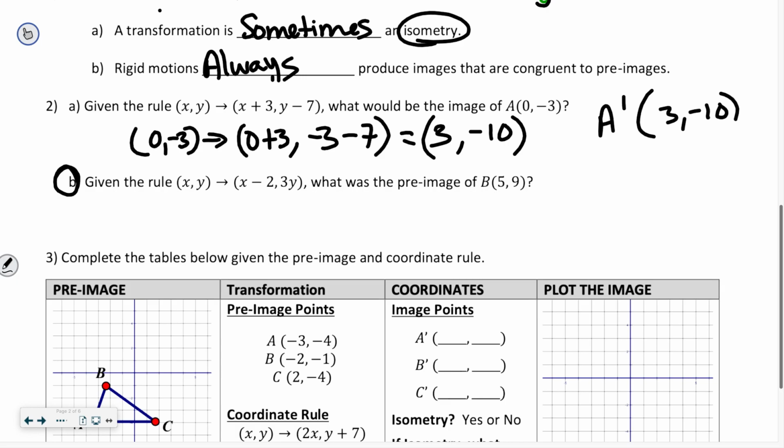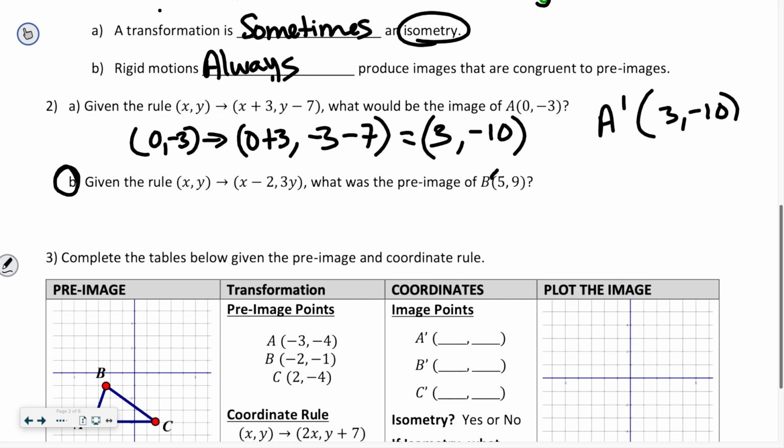But this time, I'm asked to work backwards for letter B. I have B prime, and I'm looking for B in this case. Well, this arrow only works when I'm finding B prime. So this arrow actually has to go the other way around. Okay, it has to work backwards. How do I go back?